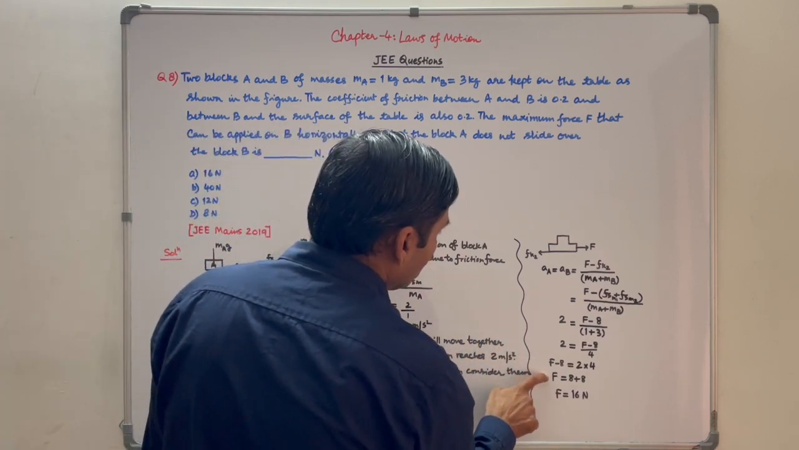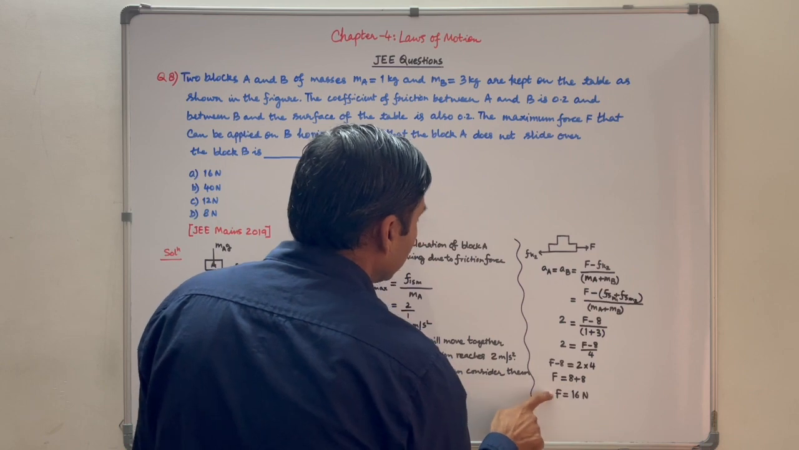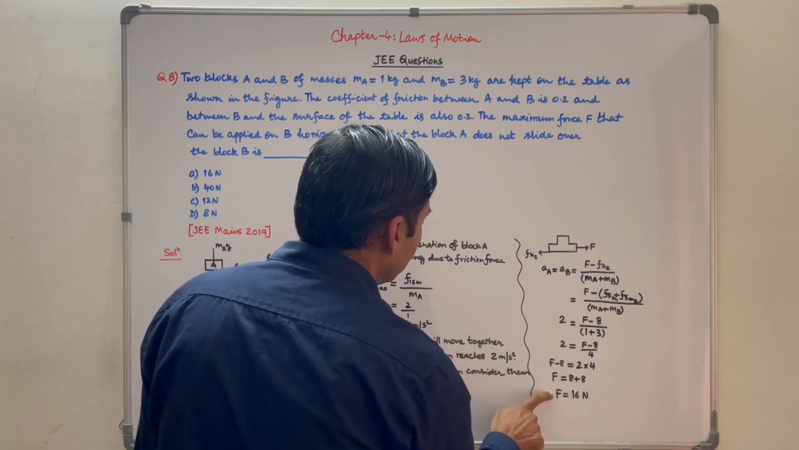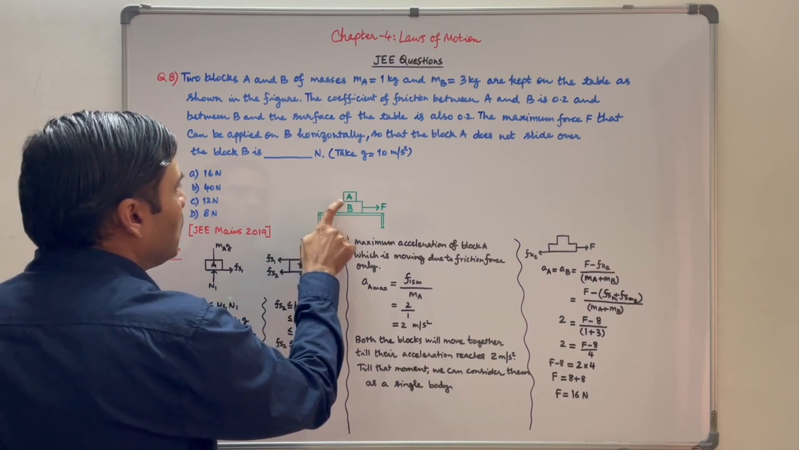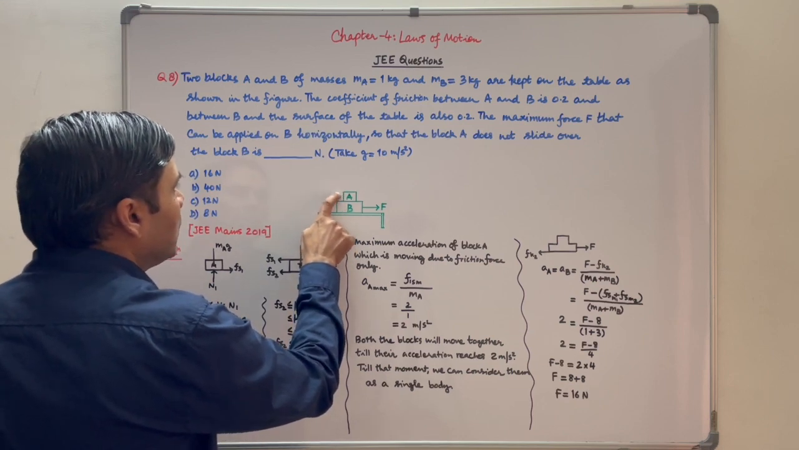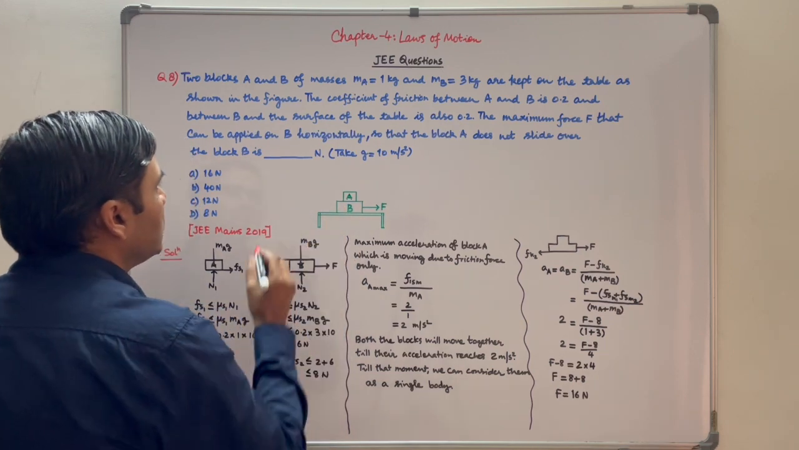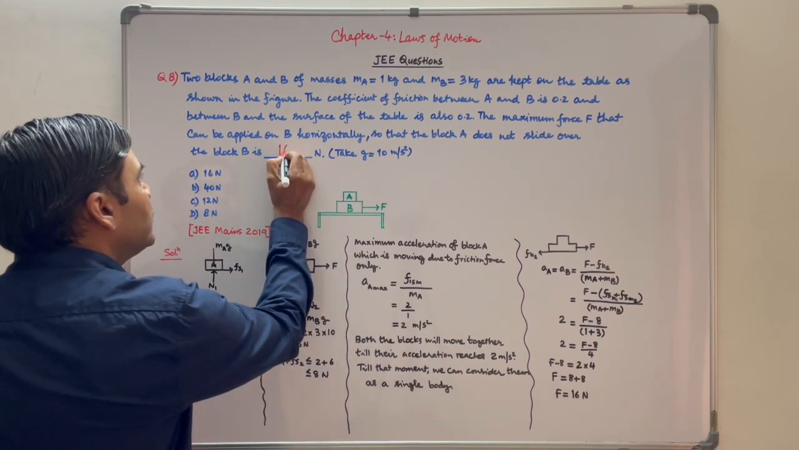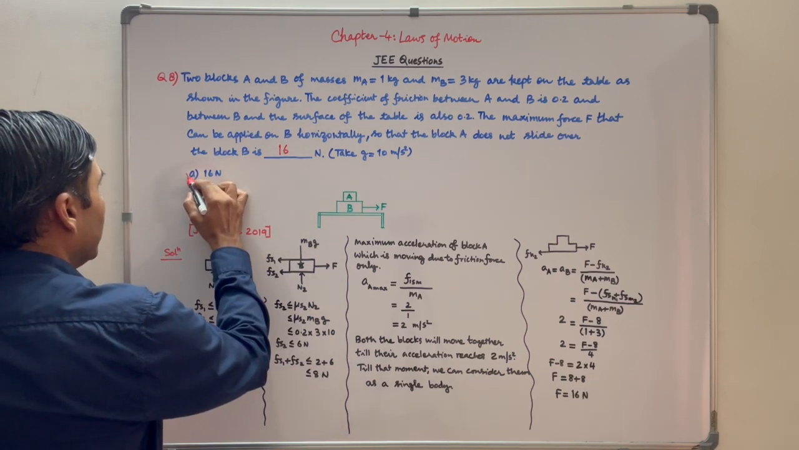So F comes out to be equal to 16 Newton, that is, maximum external force is 16 Newton when block A will not start slipping over block B, or block A will go along with block B. So our answer is 16 Newton. And the correct option is option A.